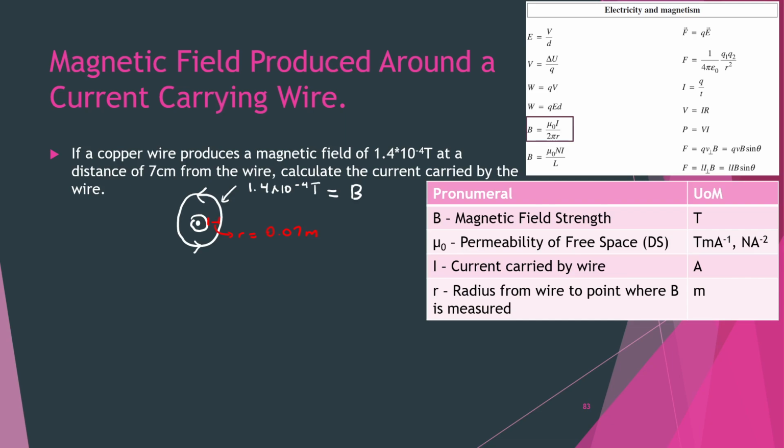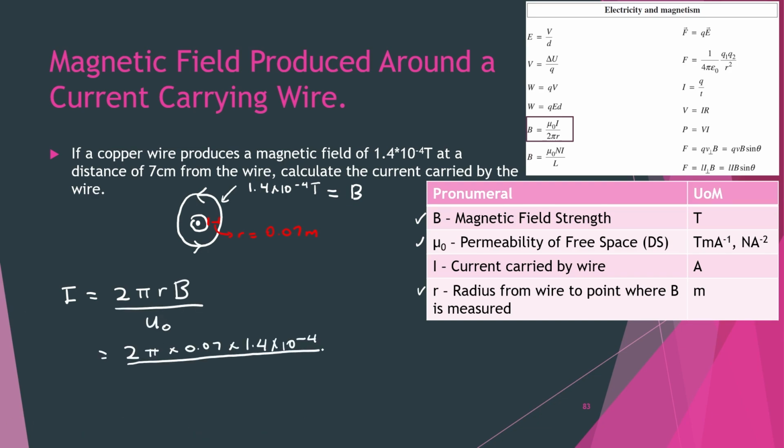Now for this question, we are being asked to calculate the current that is being carried by the wire. Already we have the magnetic field. In our data sheet, we have our permeability of free space, and we also have R, our radius between the wire and the point at which we're measuring. So to solve this problem, all we need to do is rearrange our equation to make I the subject, substitute, and solve. And the result that I've got here is 49 amps.